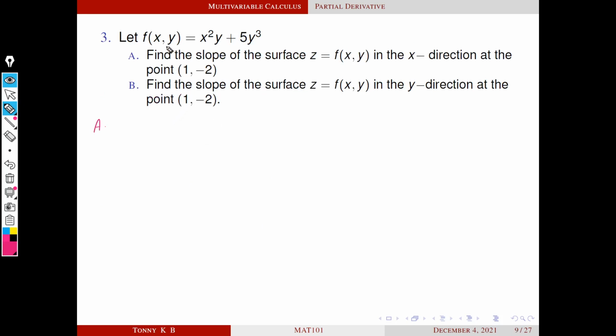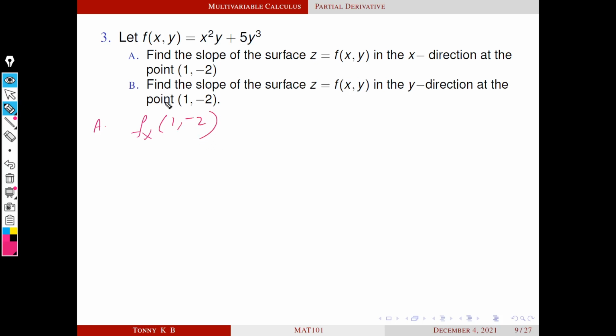Next problem. Let f(x,y) be equal to x square y plus 5y cube. Find the slope of the surface z equal to f(x,y) in x direction at the point (1, -2). Similarly, we can find the slope of the surface at this point in y direction, the same point. And how to find the first one? How to find the slope of the surface in x direction? Mathematically, what is that? Is it fx or fy? Yes, it is fx, partial derivative of f with respect to x at the point (1, -2).